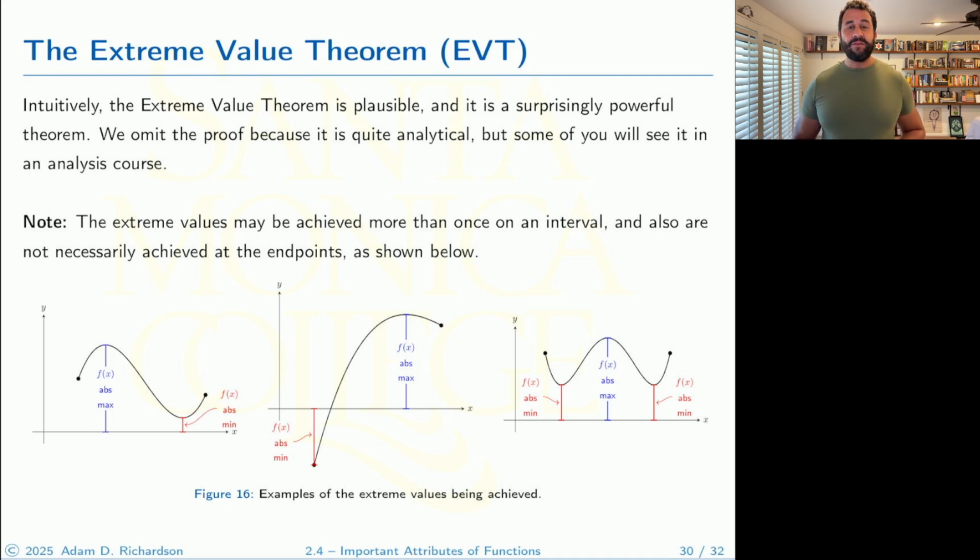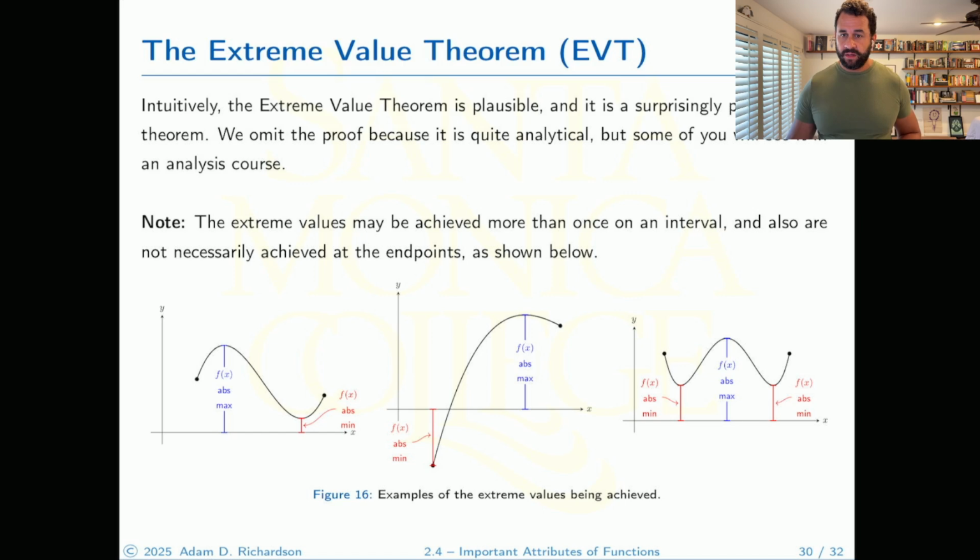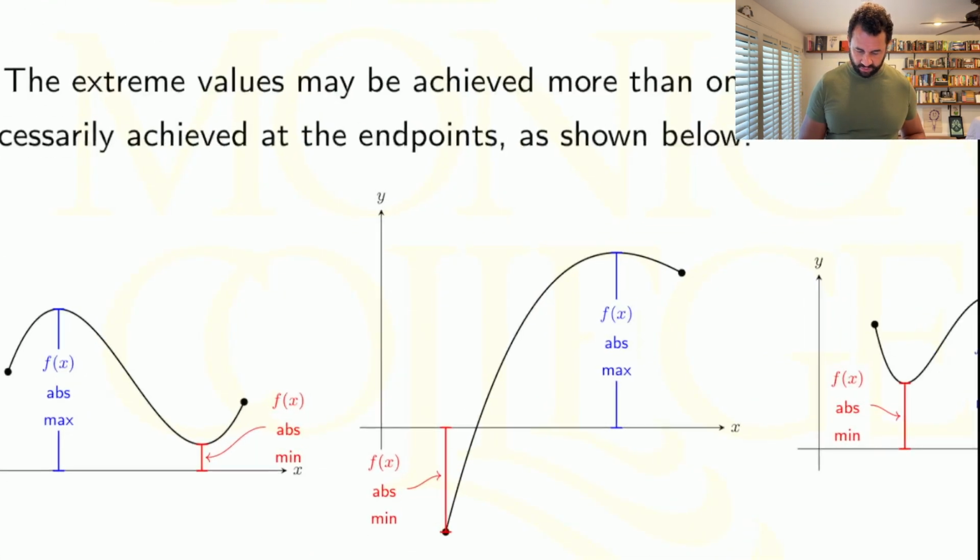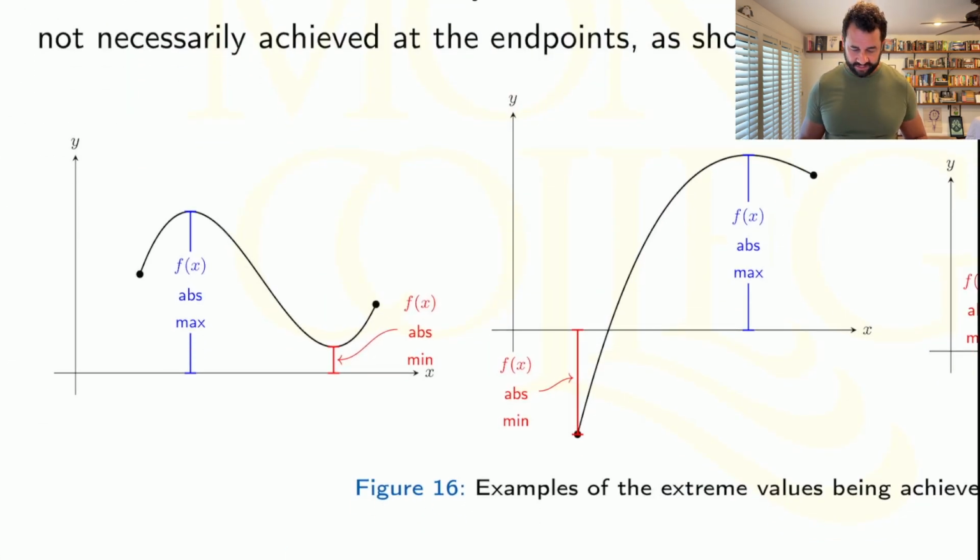The other note I want to give here is that the extreme values, the absolute maxes and the absolute mins, they can be achieved in more than one place. So I've got a couple examples here. Let me zoom in. Okay, so let's just start with this example here on the left. Here's the absolute maximum. Here's the absolute minimum.